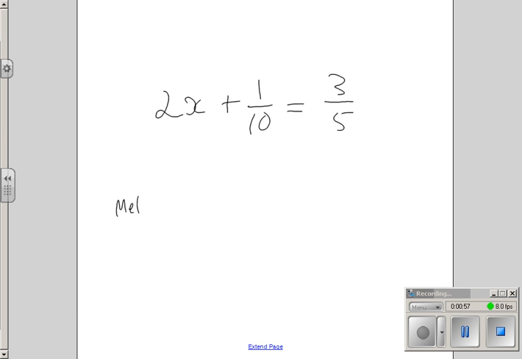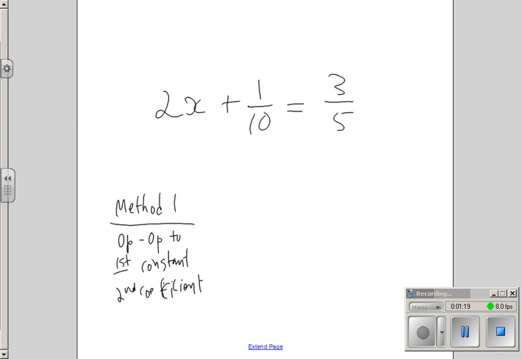Method 1 is the same as grade 8. So it's going to be opposite operations. Opposite operations to first get rid of the constant, and then second, the coefficient. All right, so what does this look like?